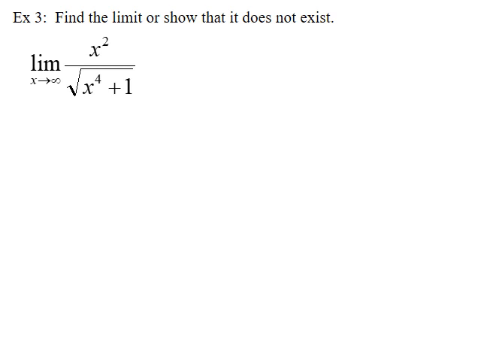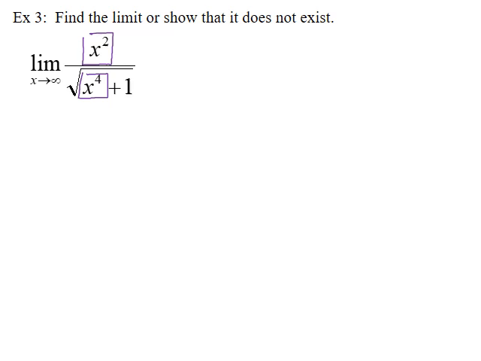Let's look at a second example of this kind. Find the limit or show that it does not exist for the infinite limit of x squared over the square root of x to the 4th plus 1. Now the first thing, once again, you want to do when you're doing these is find your highest power. On the bottom, it looks like it's an x to the 4th, and on the top it is an x squared.